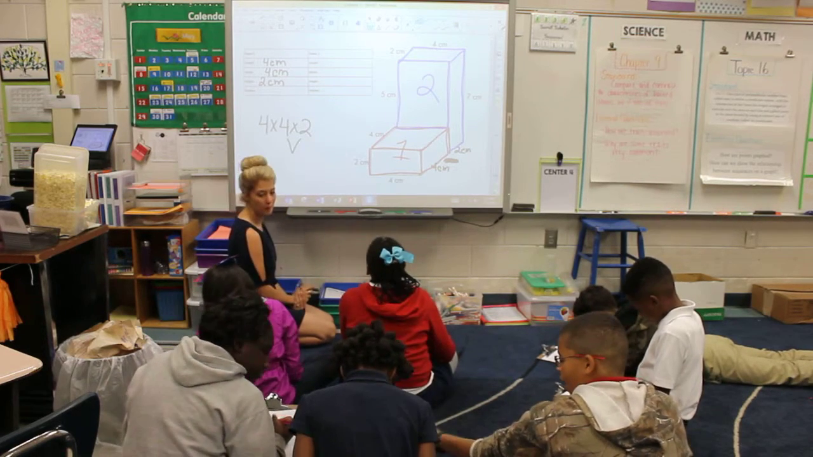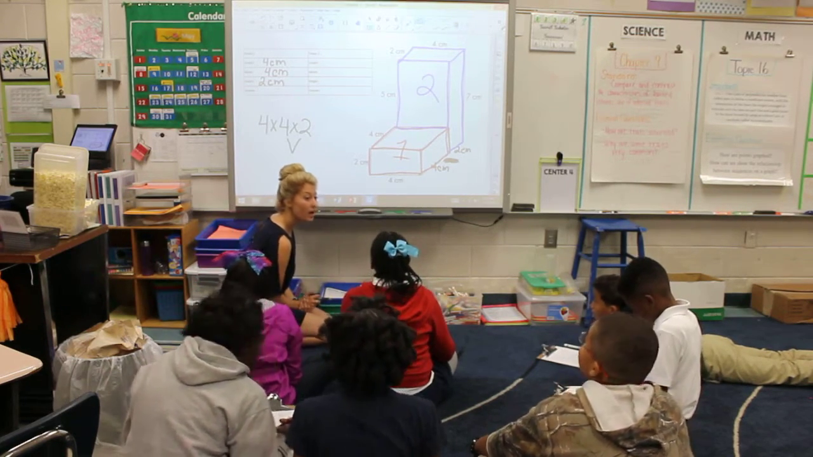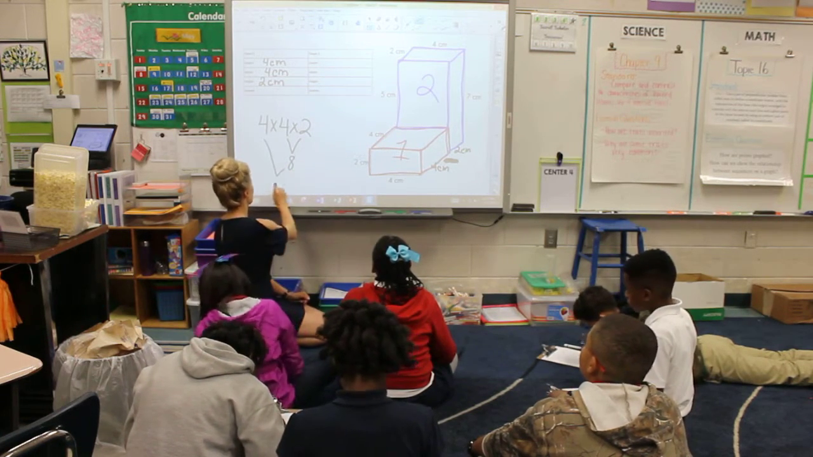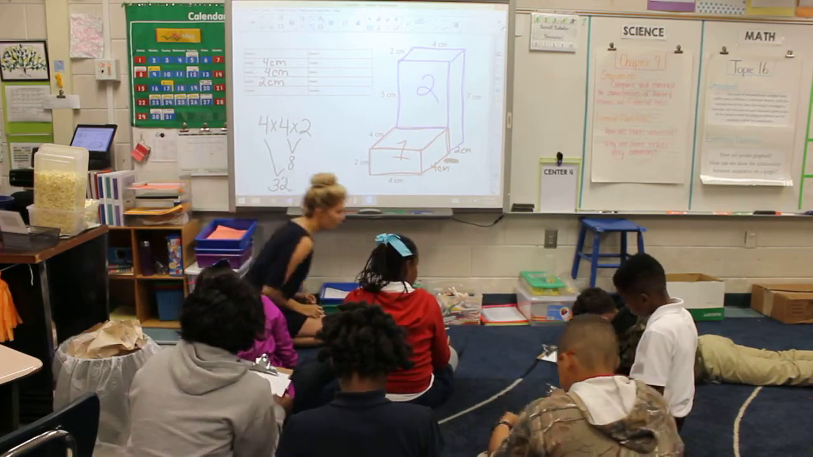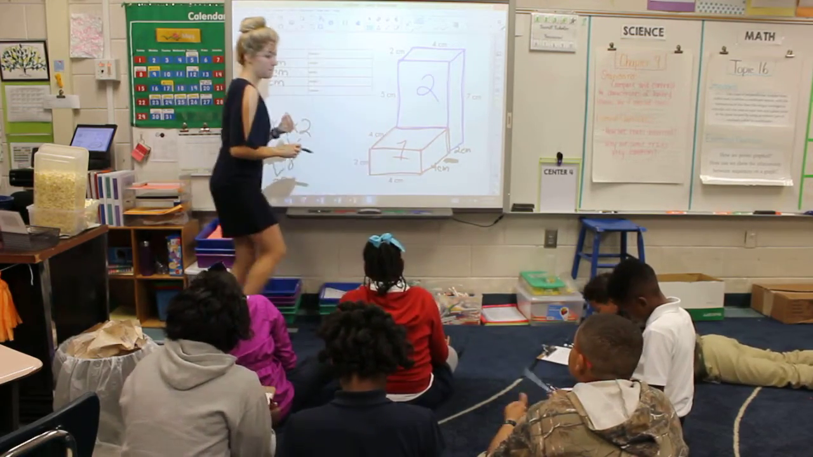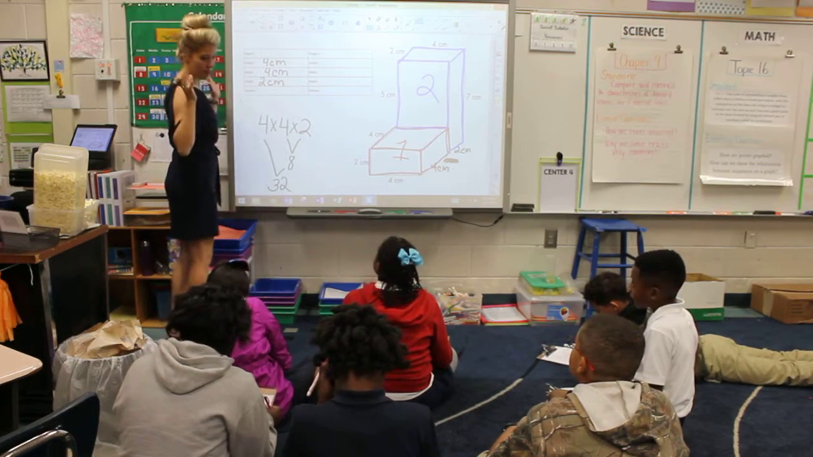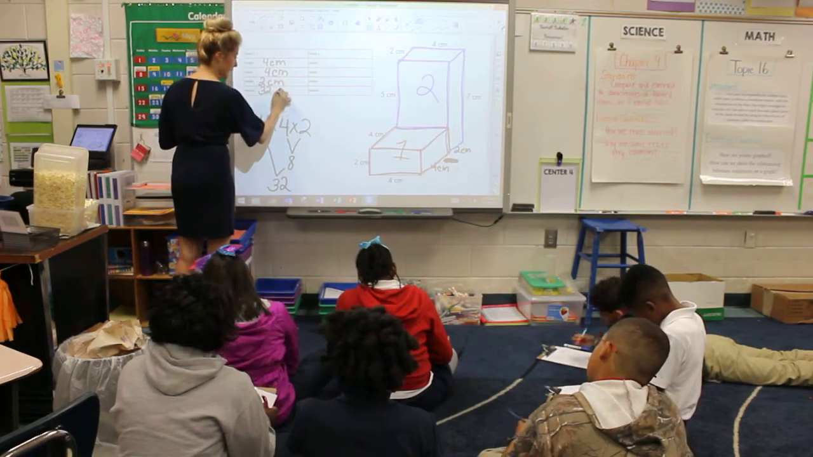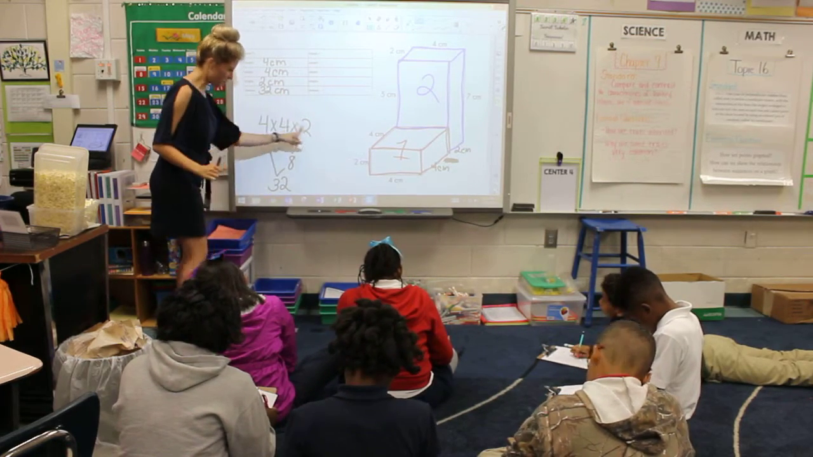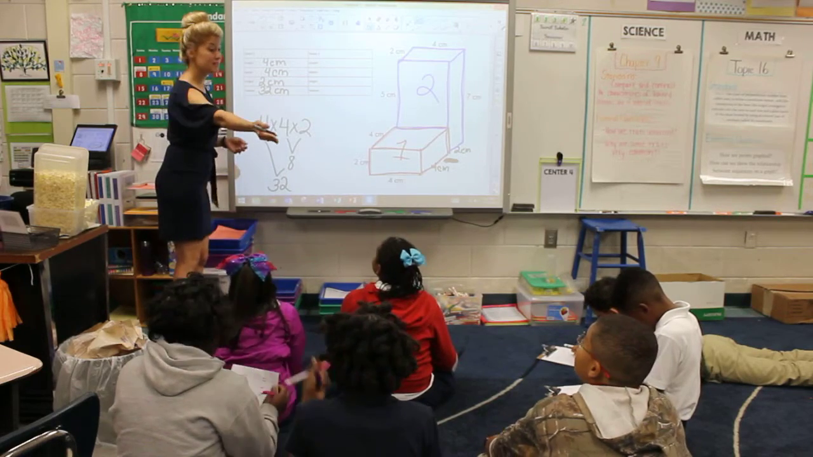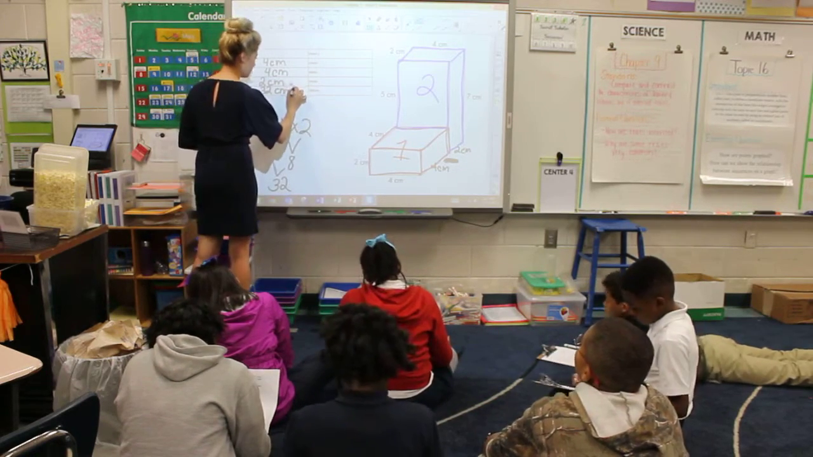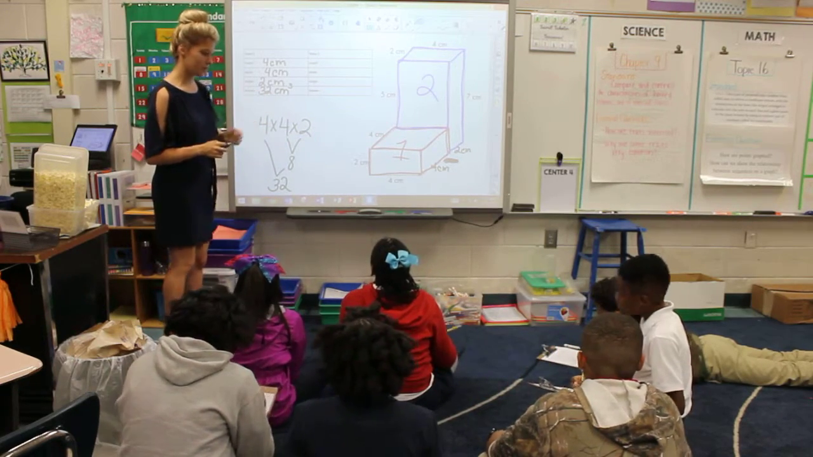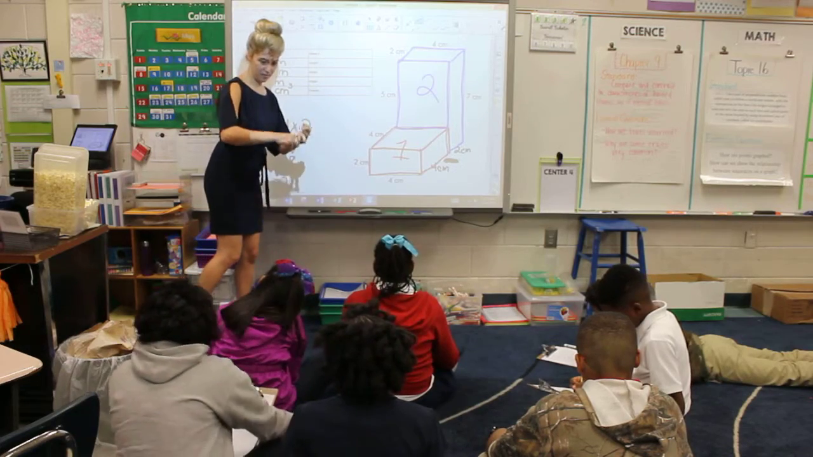What is 4 times 2? 8. And then what is 8 times 4? 32. So 32 is our what? Volume. Now, you know I am all about labels, so I'm going to put 32 centimeters. How many things did we multiply? 3. Cubed. So 32 centimeters cubed, because you multiplied length, width, and height.